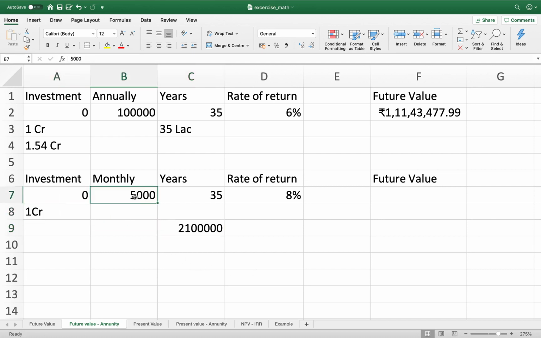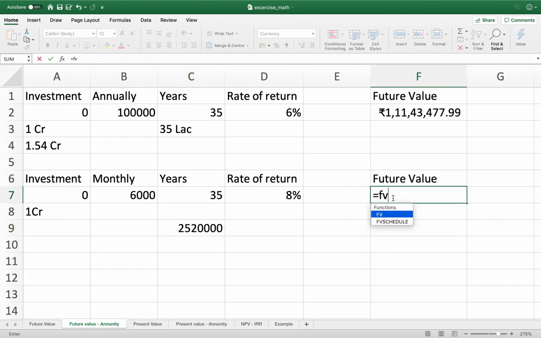Or let's say they are saying, give me 6,000 rupees per month, so you still give me 25 lakh rupees, but I'll give you 1 crore. Many LIC policies are like this. You can calculate the future value of this as well. So the syntax of the future value is this. Now the rate: the rate is 7.5% annually, but we are going to compound it monthly since we are going to deposit money on a monthly basis. So the rate has to be divided by 12.